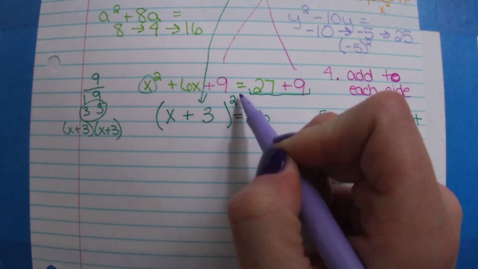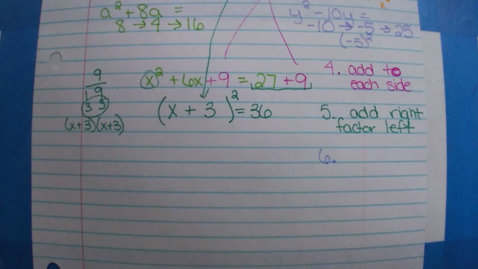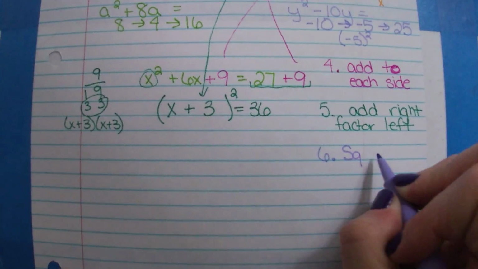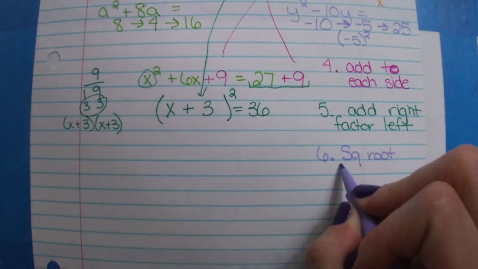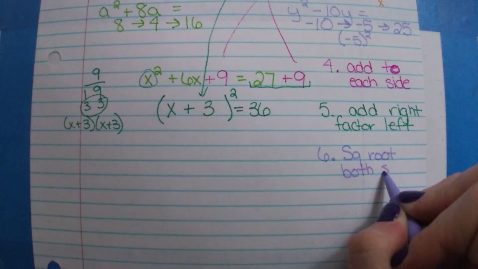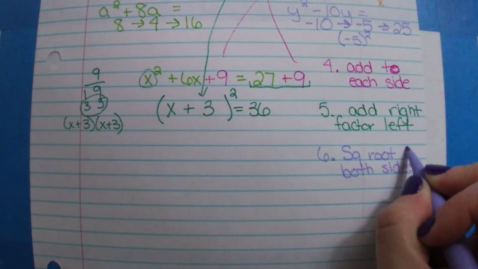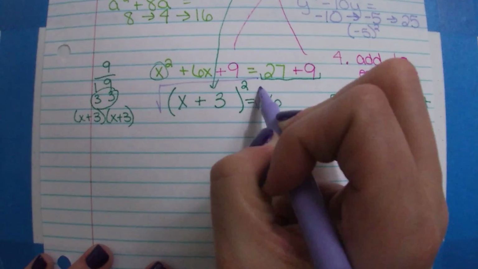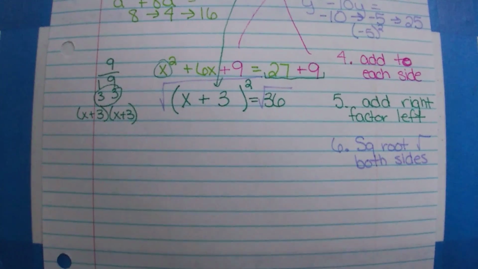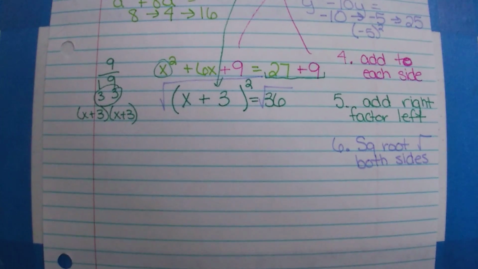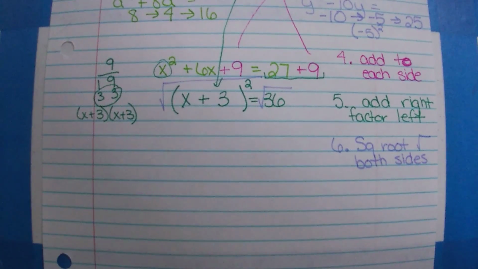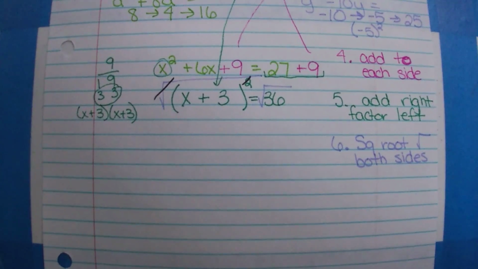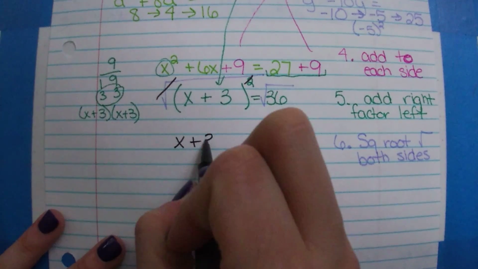Step 6 says that now we want to start solving this. And to solve, we want to get rid of an exponent of 2. So to get rid of an exponent of 2, we are going to square root each side. Whatever we do to one side, we have to do to the other. So I'm going to add a square root here, and a square root here. Remembering that a square root is an inverse operation, this exponent of 2 and this square root just cancel out. And so all I'm left with is x plus 3.